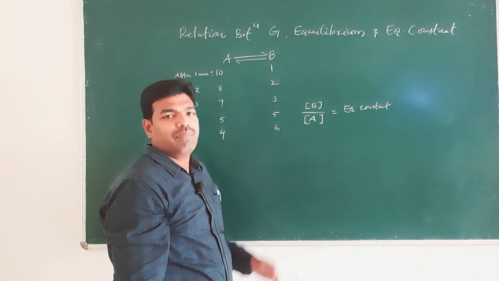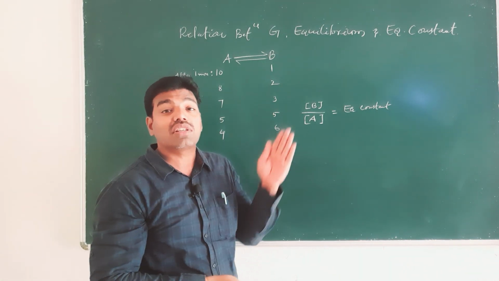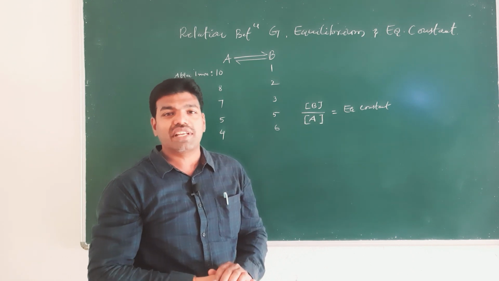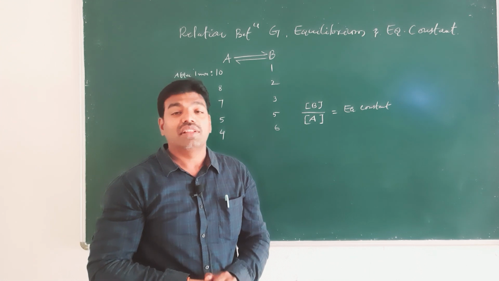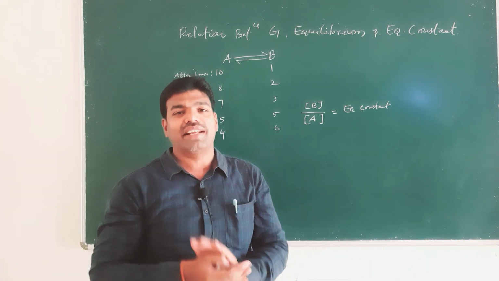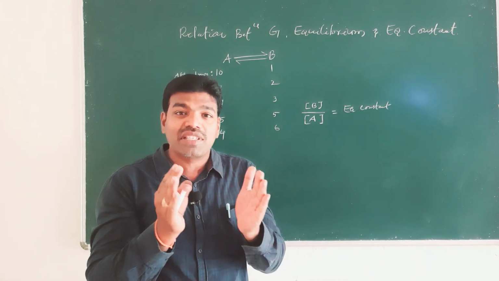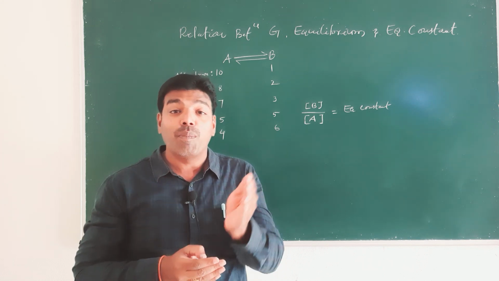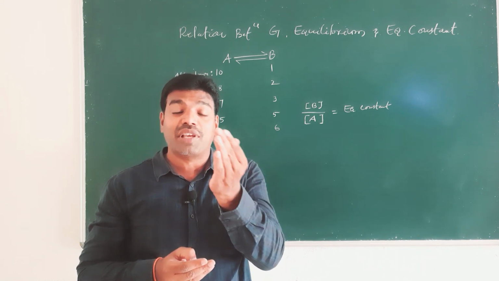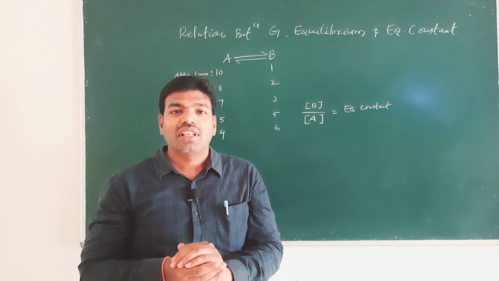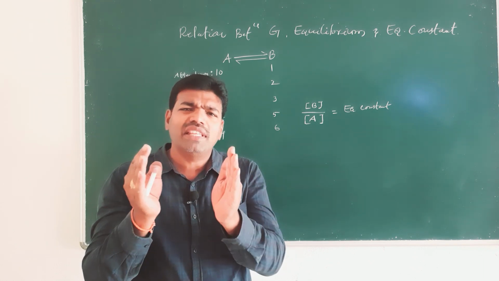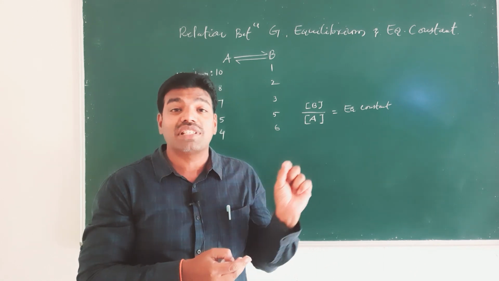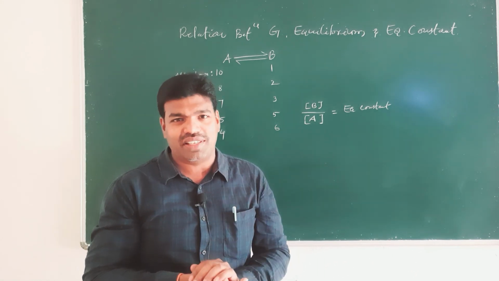We already know that the equilibrium constant is a ratio of the concentration of products to the concentration of reactants. That is the equilibrium constant. Therefore, we can understand that when the composition of the reaction mixture becomes constant, the reaction reaches equilibrium. When equilibrium is reached, the composition of the reaction mixture becomes constant.